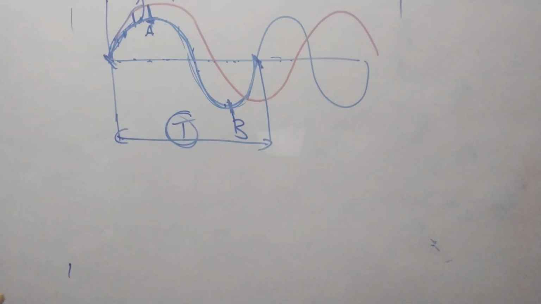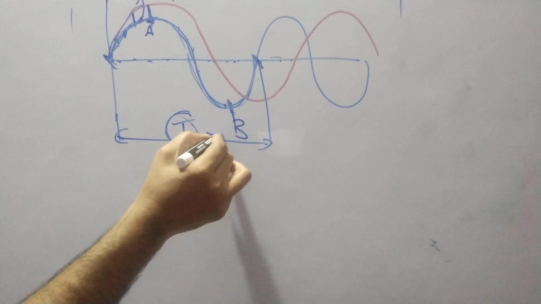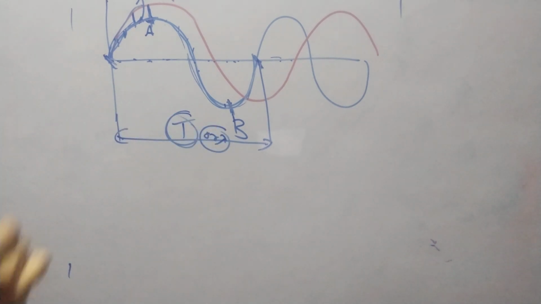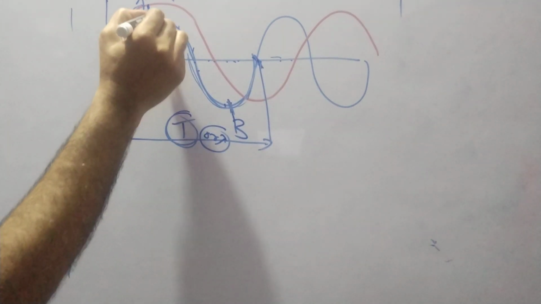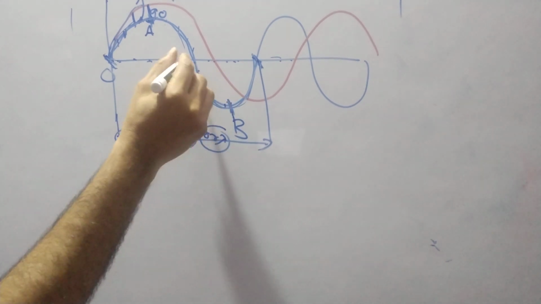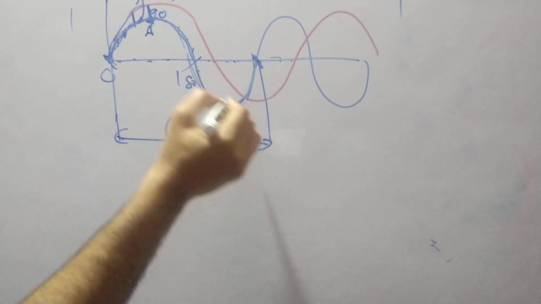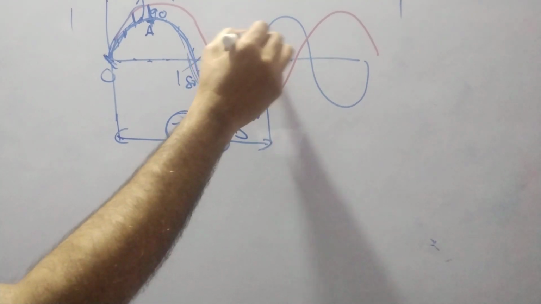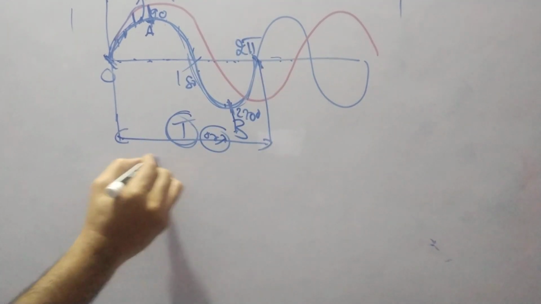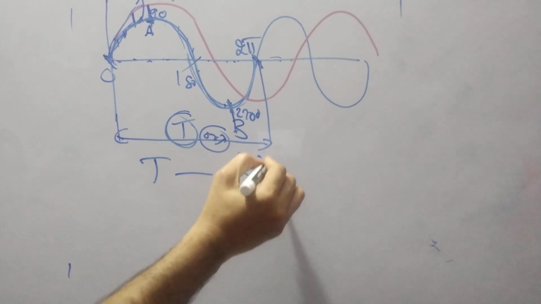Capital T means time period. You can take this as lambda, but here I am not taking lambda because I am going for time difference. For T, you know the angles: this is 0, this is 90, this is 180, this is 270, and this is 360, which is 2 pi. So for T, what is the phase difference?